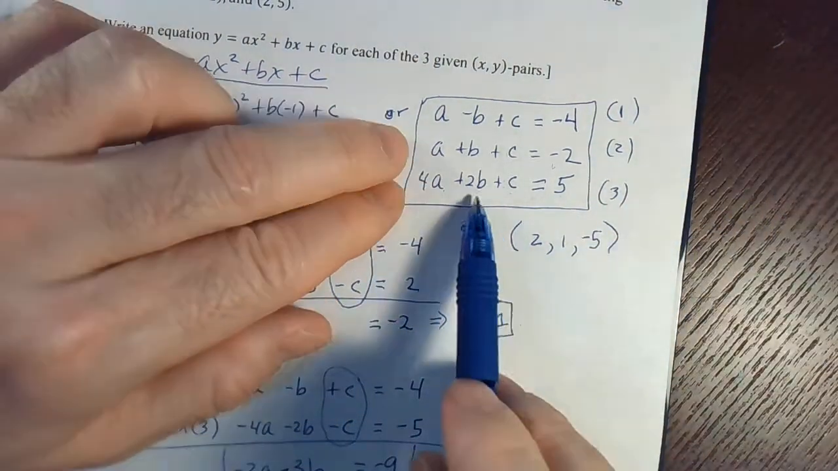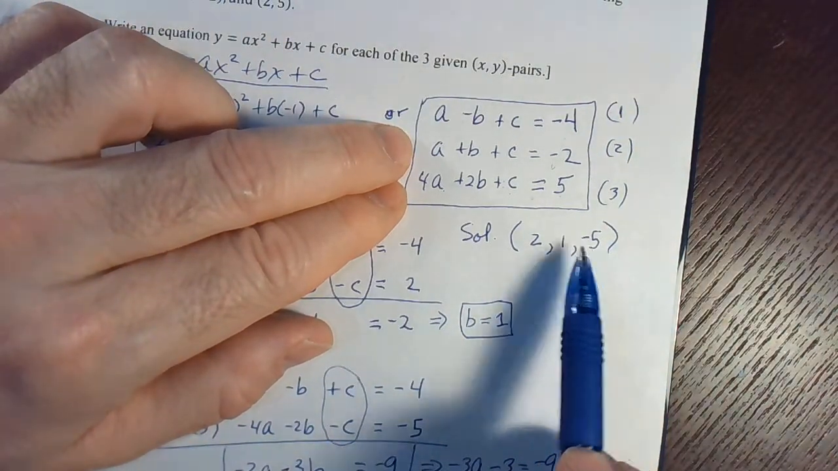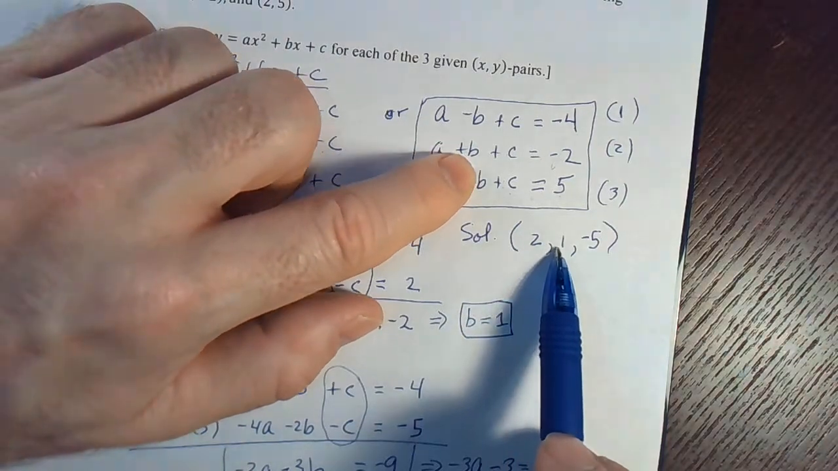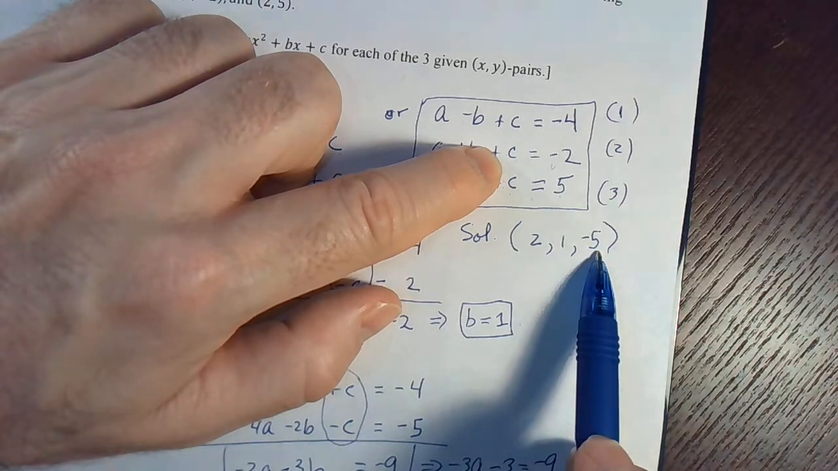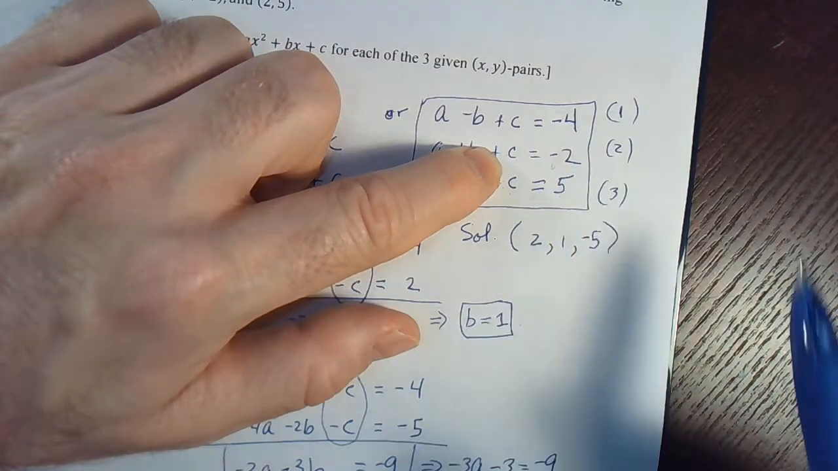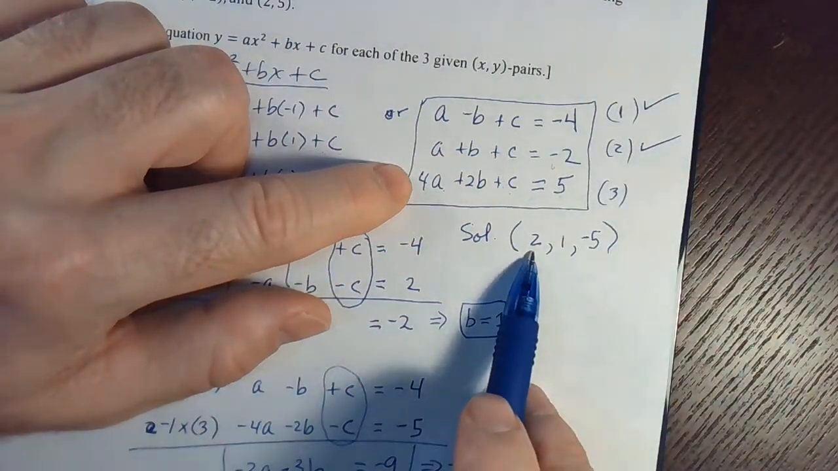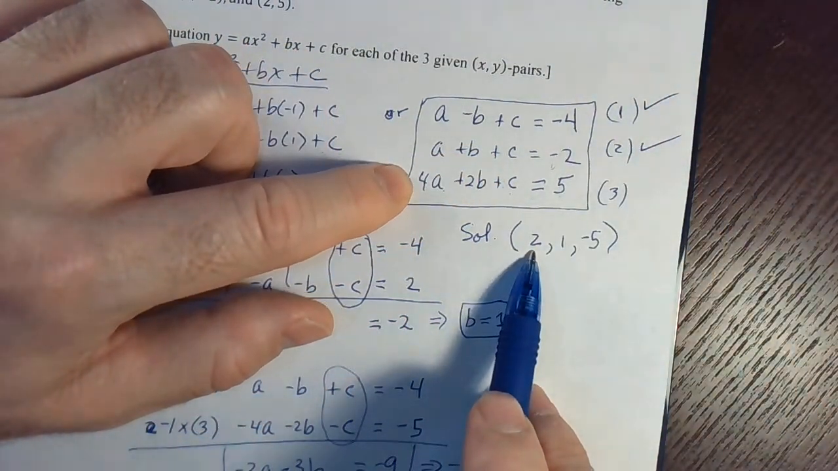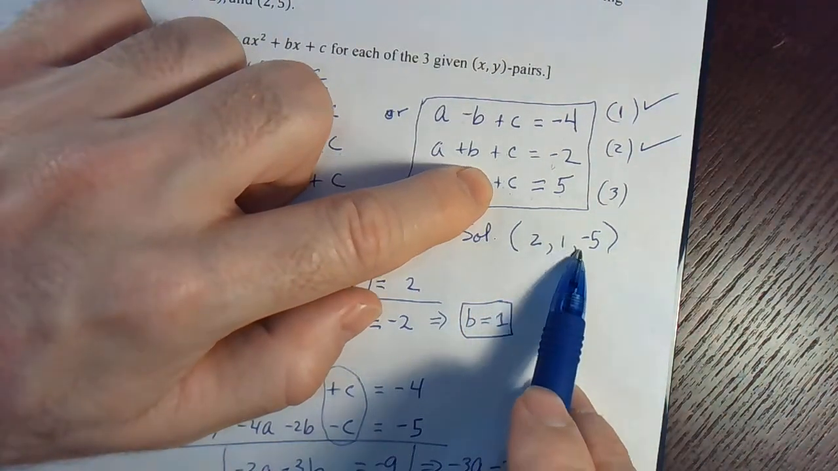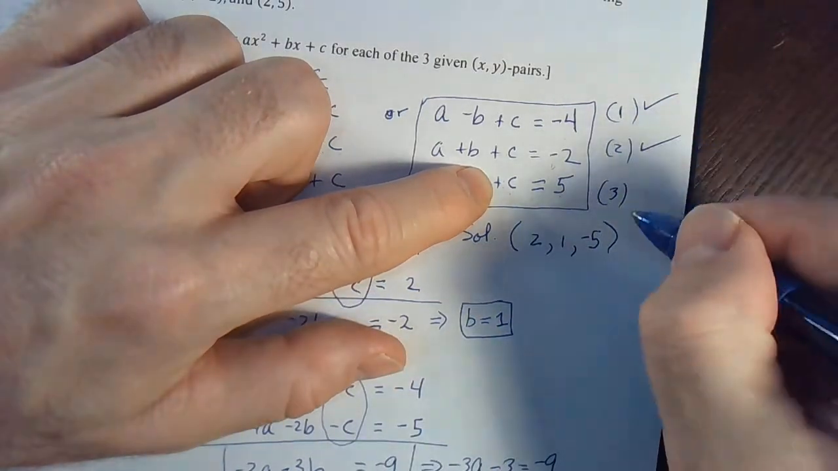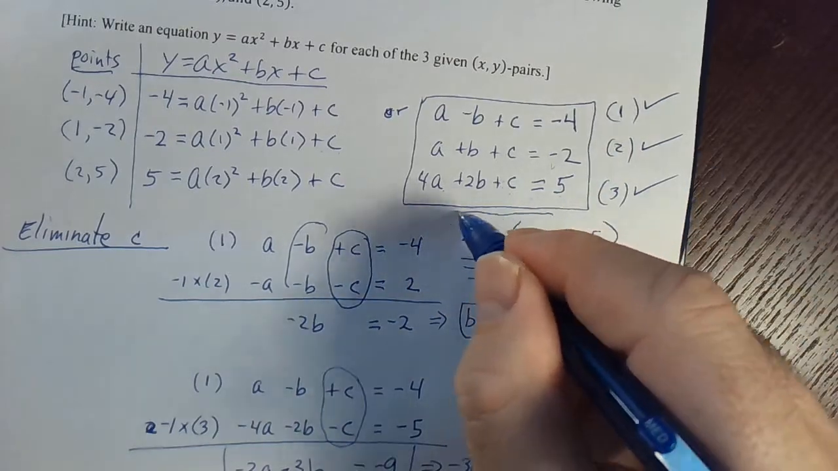But let's verify in the other two equations that 2, 1, negative 5 is correct. 2 plus 1 is 3. 3 plus a negative 5, 3 minus 5, is negative 2. Great. So the third equation. 4 times 2 is 8. 8 plus 2 is 10. 10 plus a negative 5 is positive 5. So this is our solution.